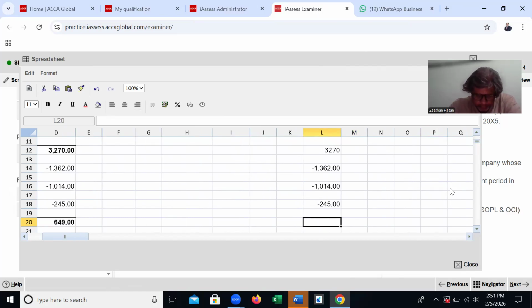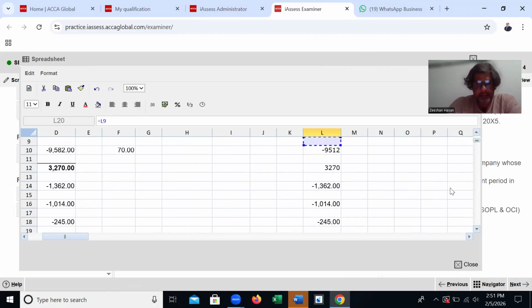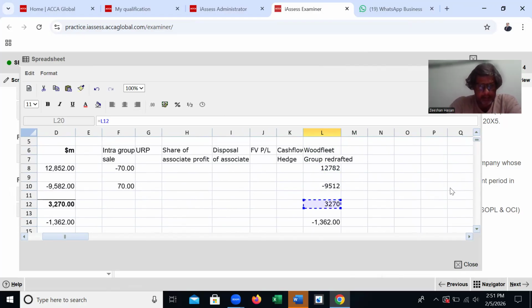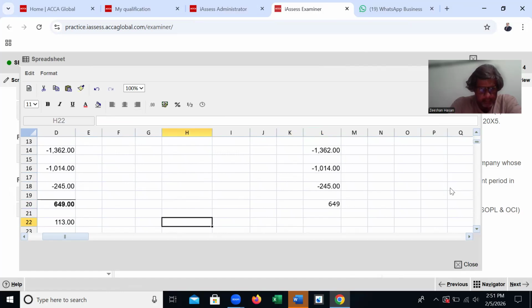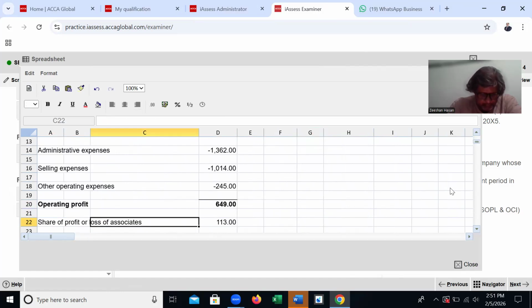So that's very simple. Move up here. This plus plus plus, 649. Then share of associates.